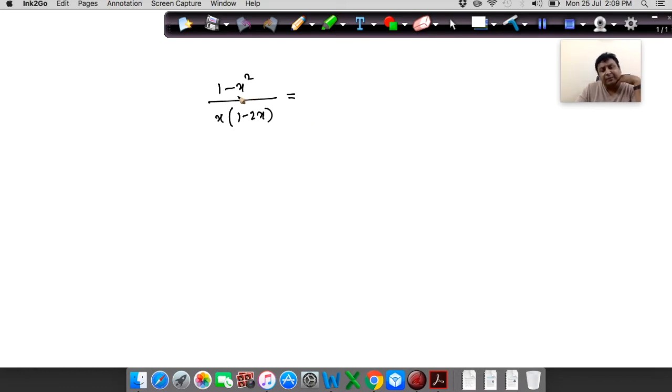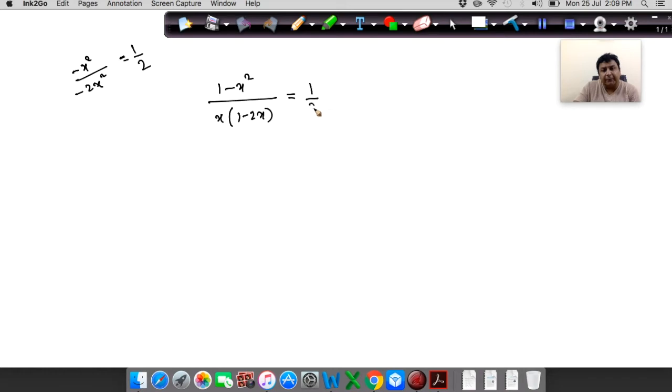See 1 minus x square, the highest degree term, highest power term, is minus x square. The highest power term in the denominator is minus 2x square. Simply do this: minus x square upon minus 2x square. Divide the highest power terms, and this will give you the quotient automatically. The quotient is going to be half here. It's a good shortcut to always get the quotient, so you don't have to do long division in these kinds of cases.